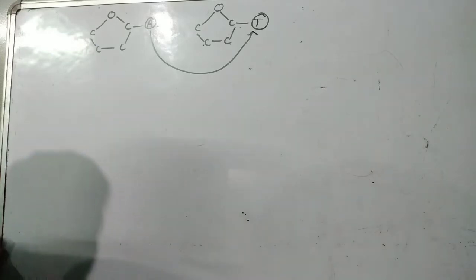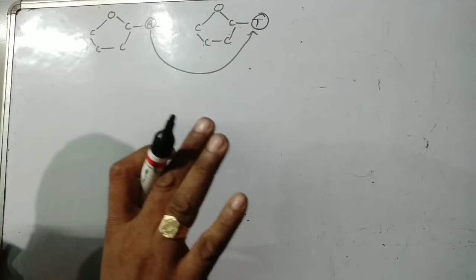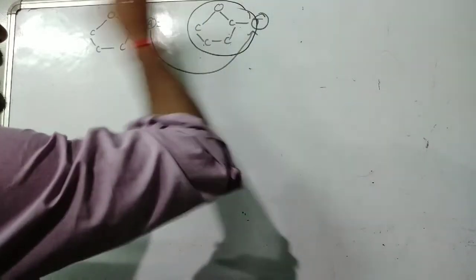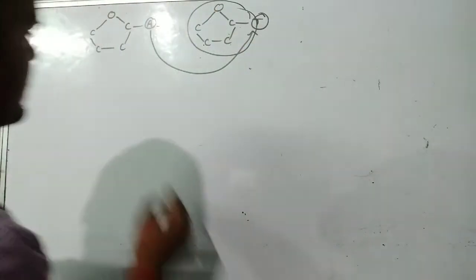It is not going to happen that A will fly from here to there. It is not going to happen. So what we have to do? We have to invert this whole compound. What do we have to do with this compound? We have to invert it. So how will we invert it, see.